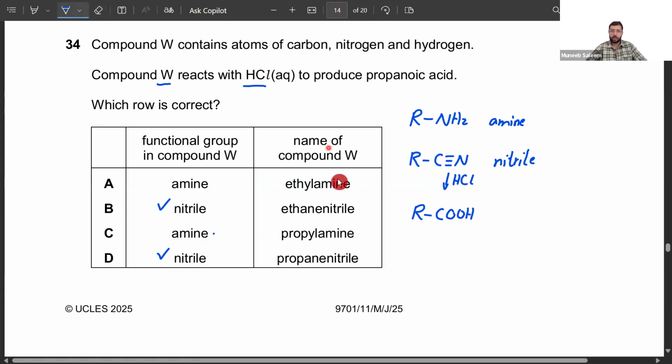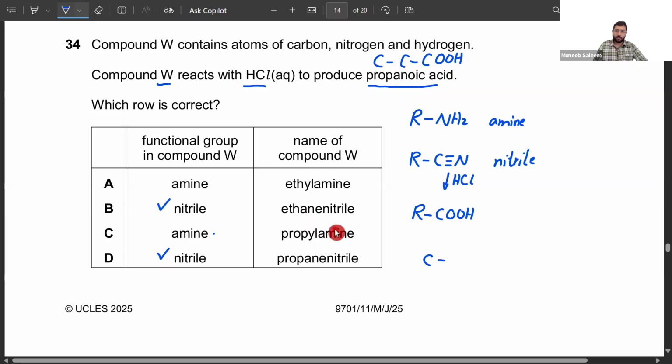Now we have to decide which nitrile is used to make the propanoic acid. So within the propanoic acid, we have 3 carbon atoms, and the third carbon is bonded with the OH group, the COOH group. This is the third carbon. It's a part of the functional group. That means the initial reactant, which must be converted into the propanoic acid, must have 2 carbon atoms present in it.